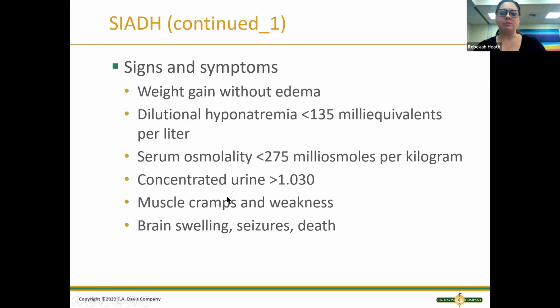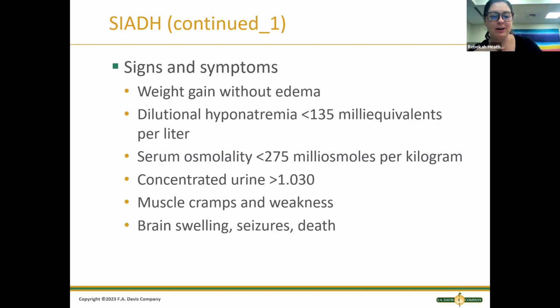So, signs and symptoms. You're going to see weight gain for these people, right? They're retaining the fluid, but you usually don't see the edema that we would see with diseases like heart failure. There's going to be what's called dilutional hyponatremia, meaning that their sodium levels are going to read lower than 135, but they actually have a normal sodium level. Why is that?